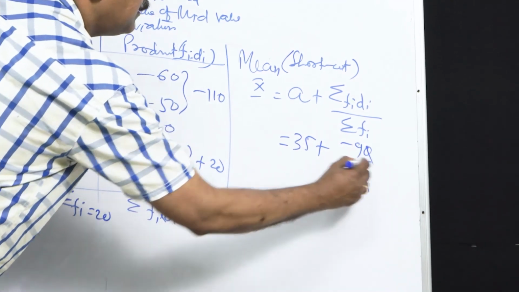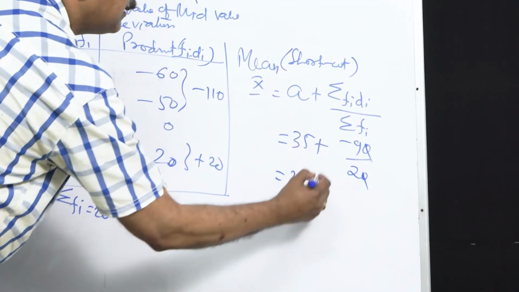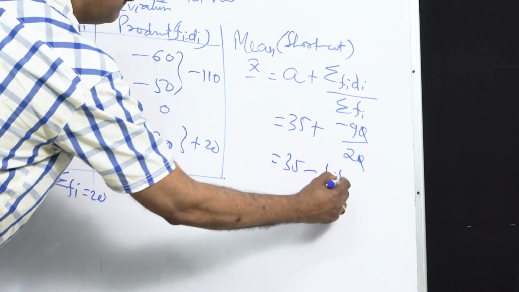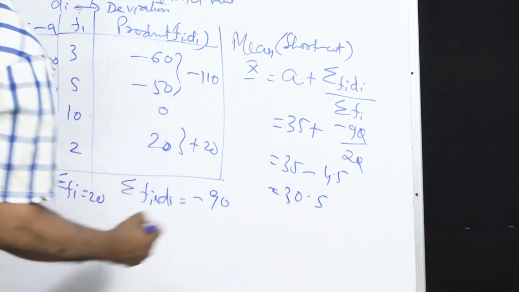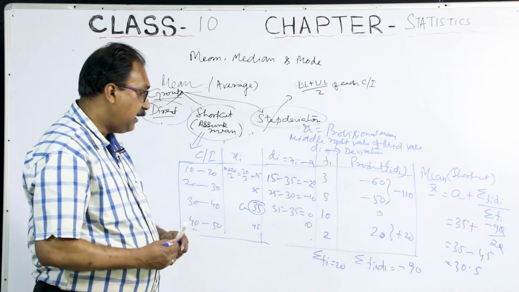So first you cancel this, how much is it? 35 plus minus, minus 9 by 2 is 4.5. Now you subtract it, 0.5, 30.5. This is the answer. Do you get the idea?